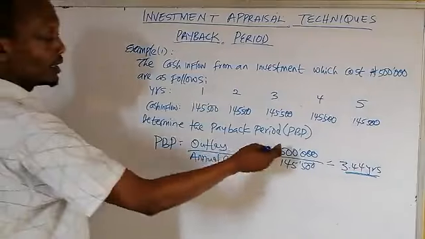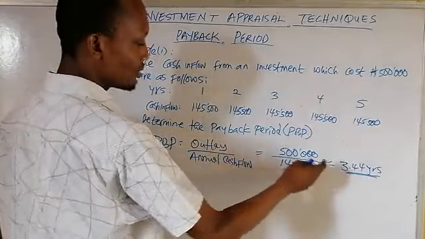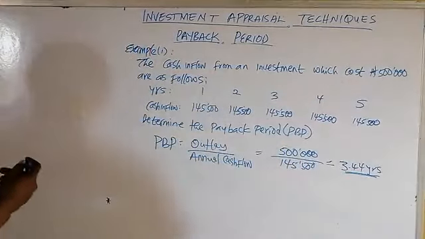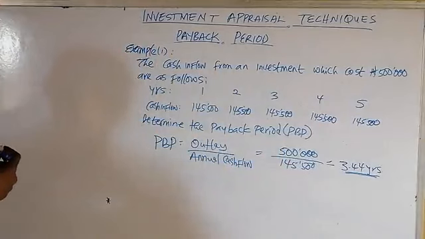So your initial outlay over the annual cash inflow. So that is it. That is how to calculate the payback period when you have it in annuity form.